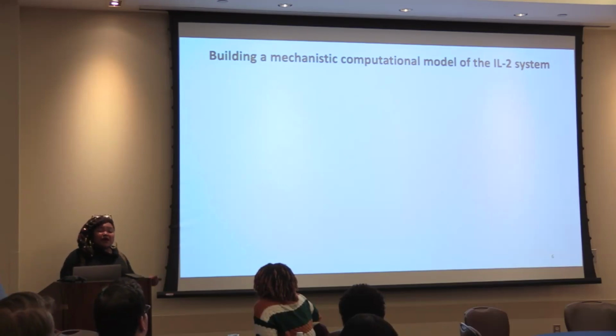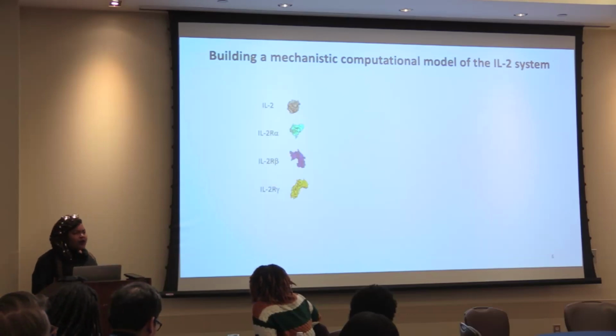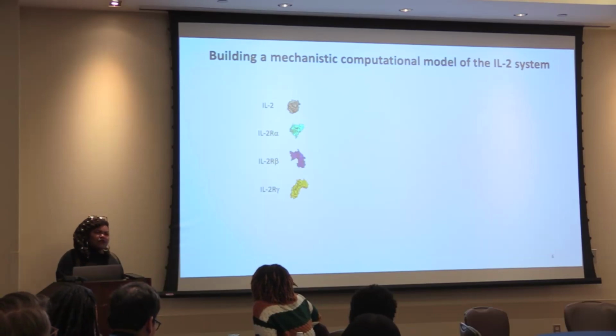You represent it with mathematical equations. And that's exactly what we're doing in order to build these computational mechanistic models of this IL-2 system. So while we're doing that, we have to think about, well, what are the major players? We have about 15 or so of these major players. I just have a couple here: IL-2, IL-2 receptor alpha, beta, gamma.